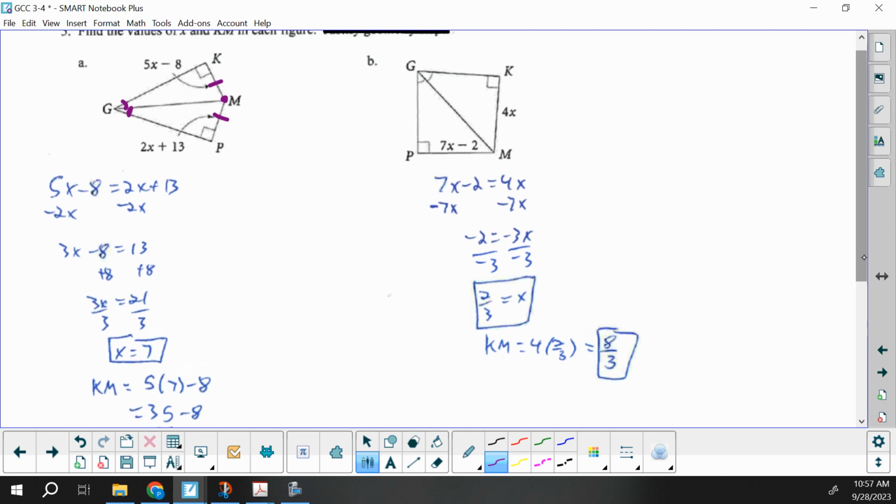Pretty similar idea here. We had the arcs, meaning we have an angle bisector, so M is on the angle bisector, so it is equidistant from the sides of the angle. So set those equal, you get 2/3 for x, sub back in to the KM expression, and you get 8/3.